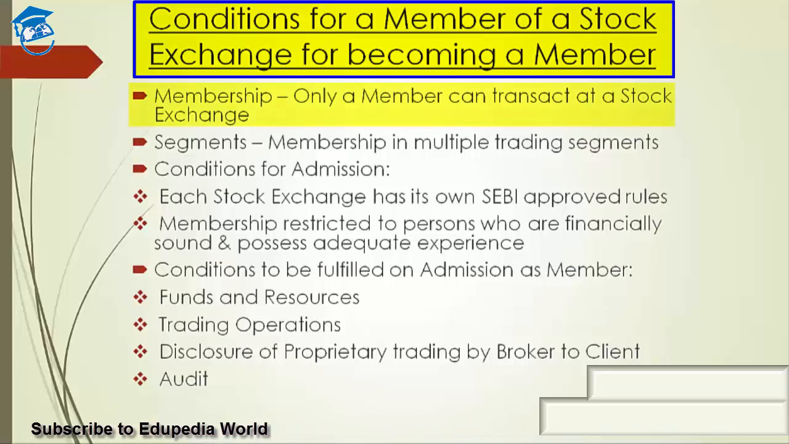Number one is membership. Only a member can transact business at a stock exchange. Can you do the transactions at a stock exchange on your own? No, you can't. You can do so only by availing the services provided by your brokers, the big broking giants, be it Karvy, Angel Broking, Motilal Oswal, Edelweiss, or Sherkhan. All these are the persons who have taken the membership of the stock exchange.